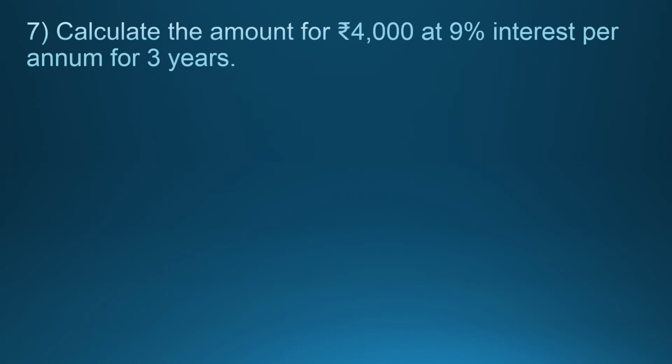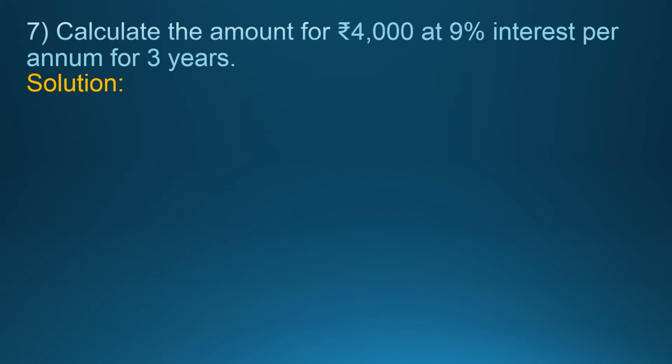The next is question number 7. Calculate the amount for rupees 4000 at 9% interest per annum for 3 years. See, in this question, first we find the simple interest and then we find the amount, because amount is equal to principal plus simple interest. Principal is given but simple interest we don't know. So first we find the simple interest and then we find the amount.